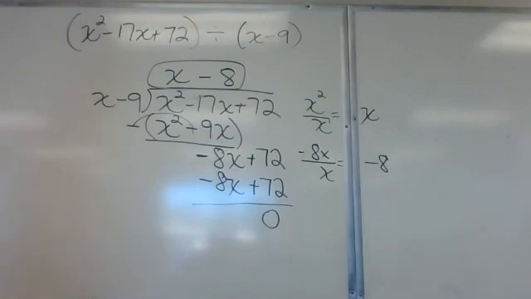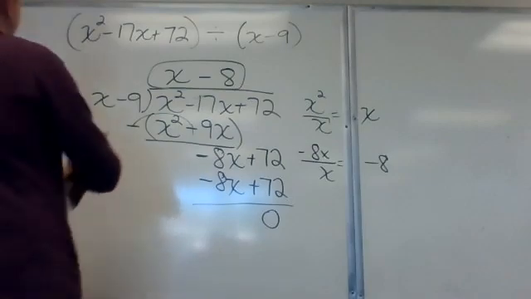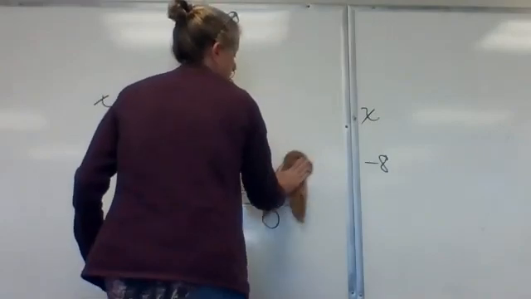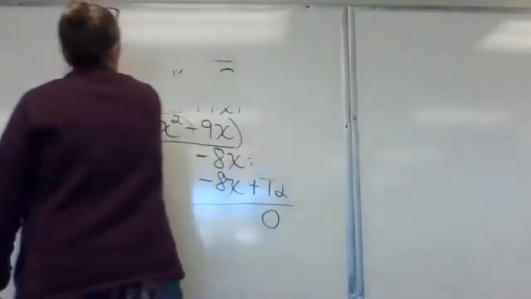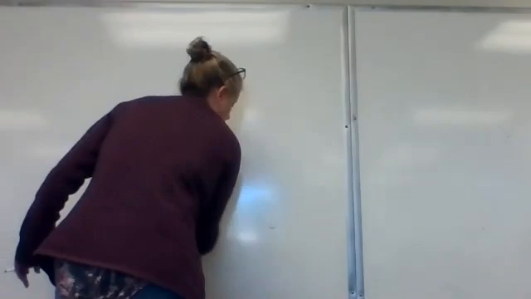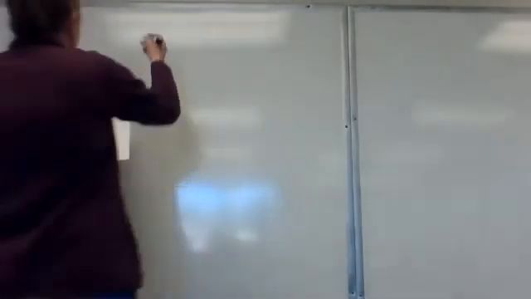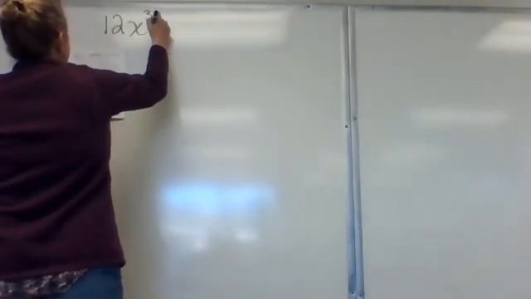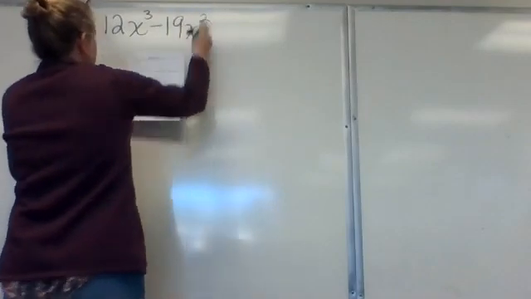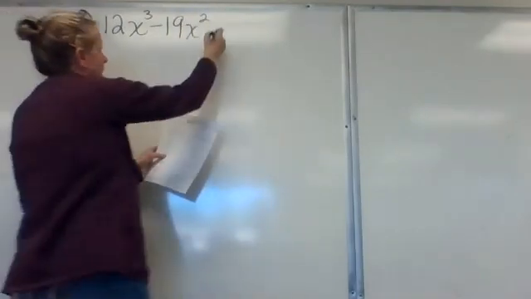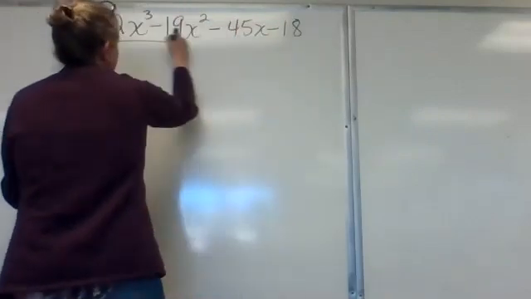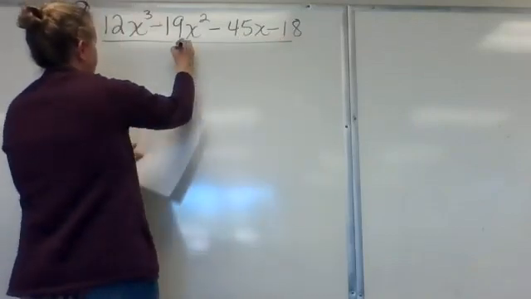Next one. (12x to the third) minus 19x squared minus 45x minus 18. Put that all over 4x plus 3.